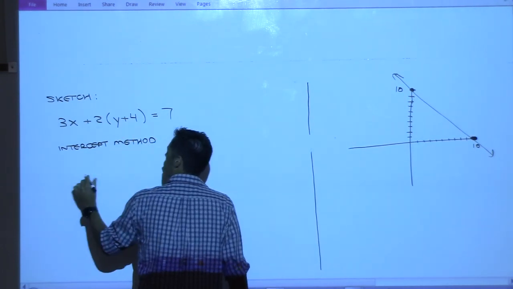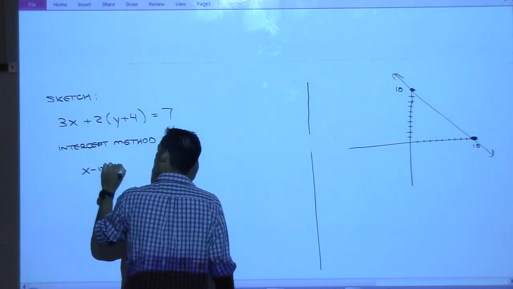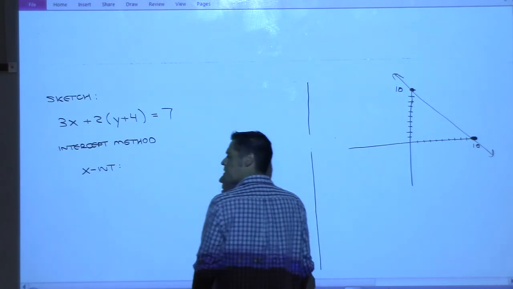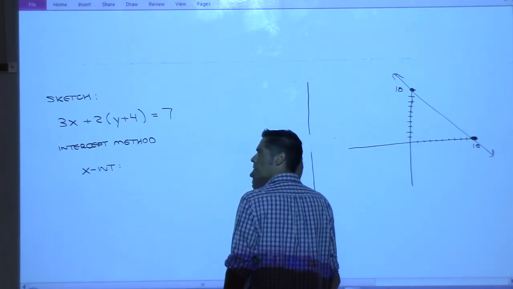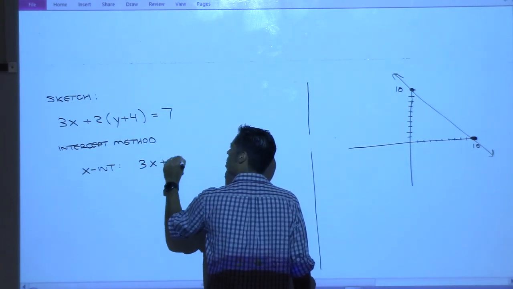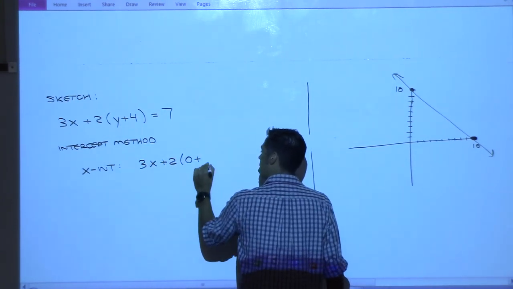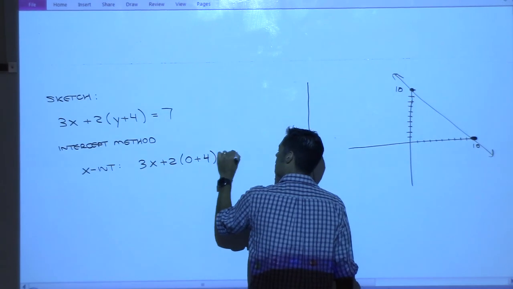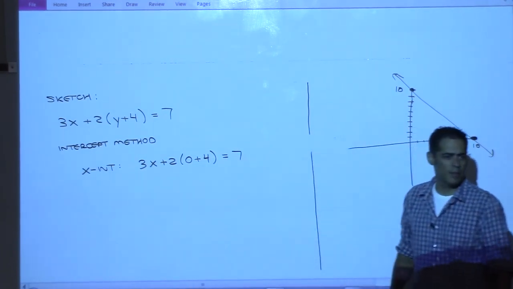All right, let's find the x-intercept. To do that, let's set what to 0? Y. Okay, so I'm going to rewrite the equation. 3x plus 2y is going to be replaced with 0 plus 4 and equals 7. Right? All I did was replace y with 0.